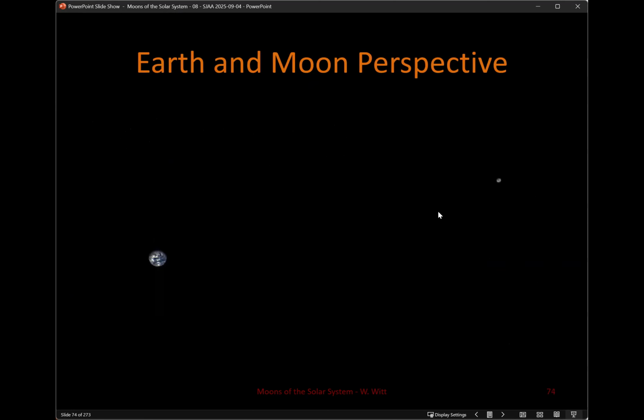And here's kind of an interesting perspective that we usually don't see, right? This picture here shows pretty well how far away the moon from the Earth really is, right? This was taken by a spacecraft that was flying away from the Earth-Moon system. And it's an actual photograph. It shows the Earth and then there's the moon over here.